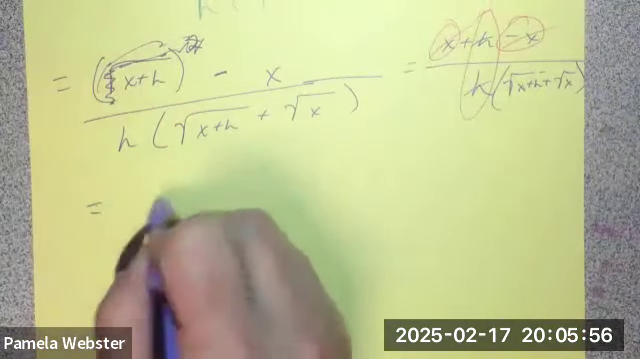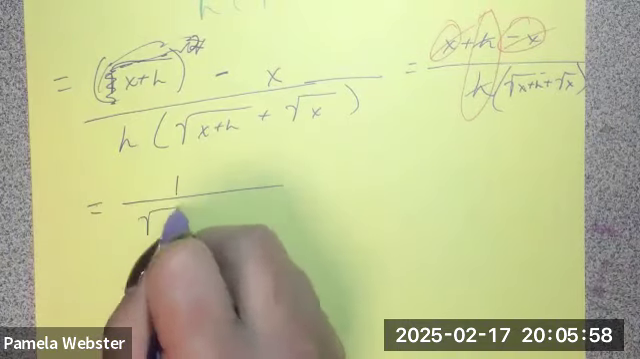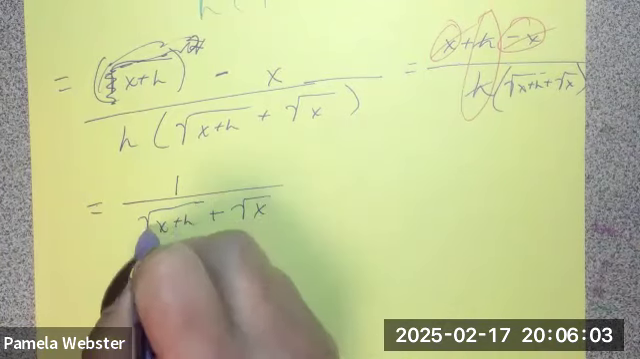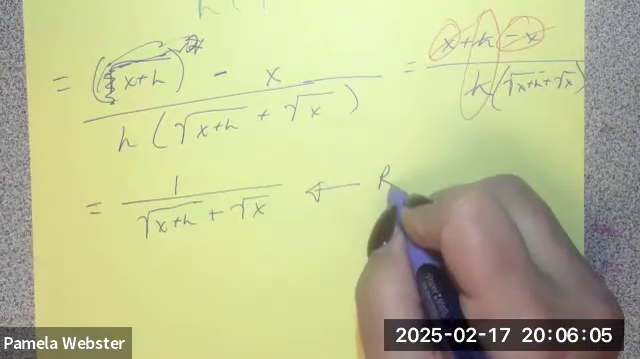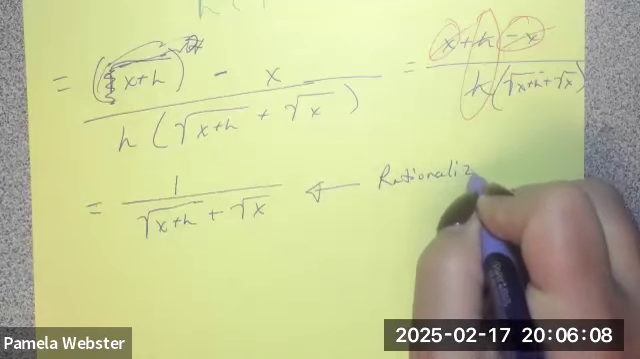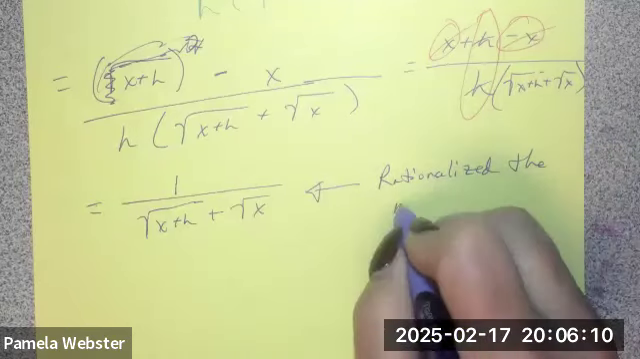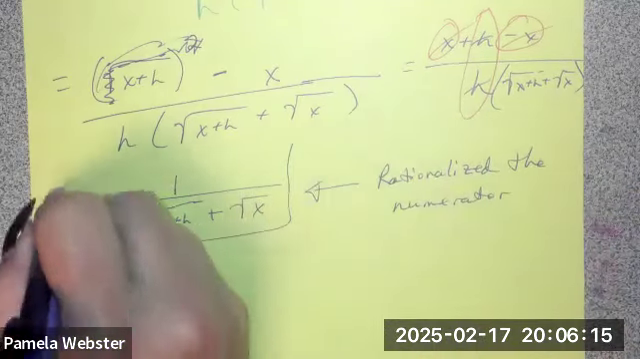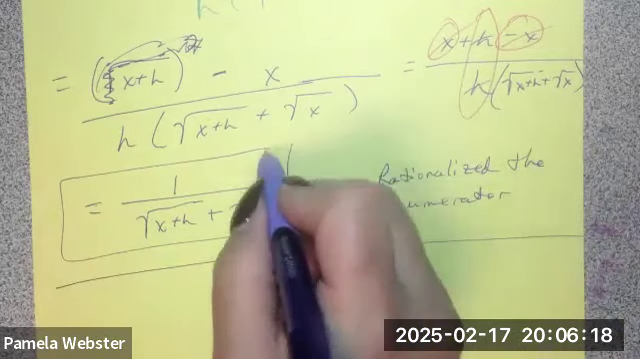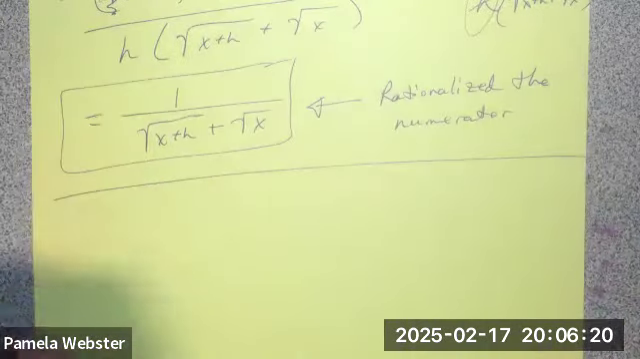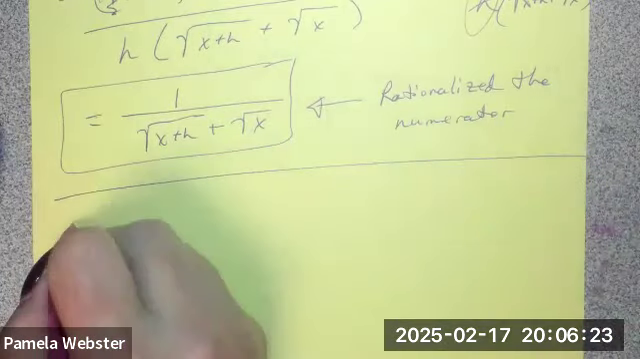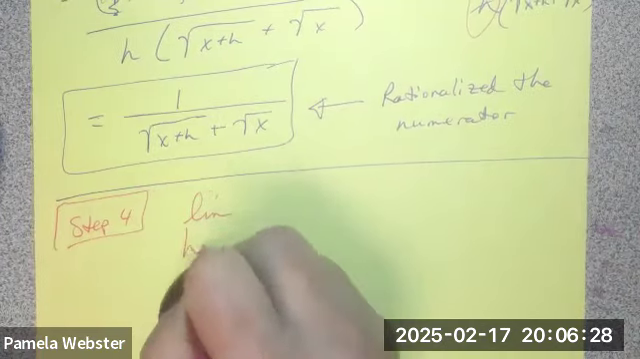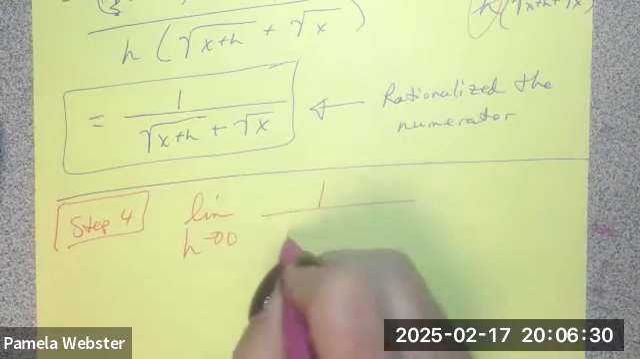Okay, so it looks really ugly, but this is what I have whenever I rationalize the numerator. Rationalized the numerator. And the nice thing is, if this is my answer from step number 3, then now I can walk happily into step number 4, which is take the limit as h goes to 0 of that ugly guy.